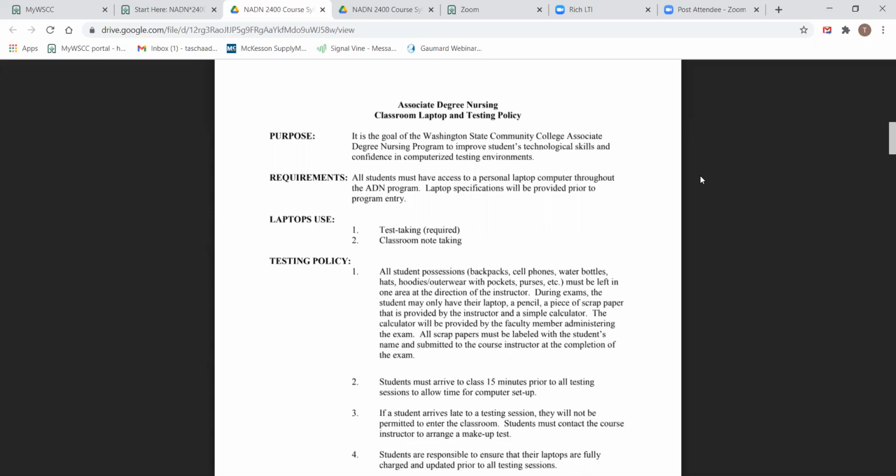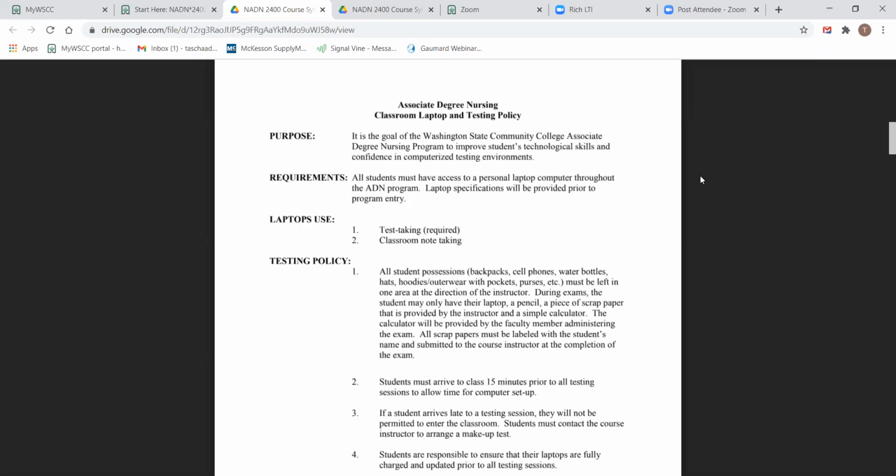Our testing policy: all students' possessions need to be put away. Backpacks, hoodies, purses, everything needs to be left in one area at the direction of the instructor. So during exams, the student will only be allowed to have their laptop, a pencil, paper, scrap paper that is provided by the instructor, and a simple calculator.